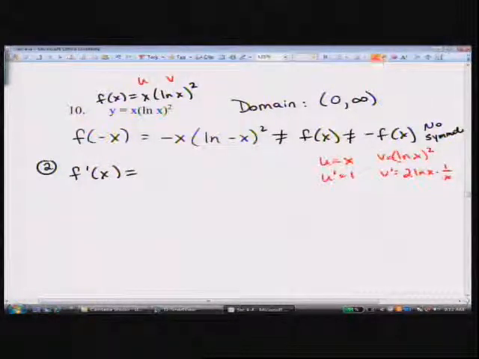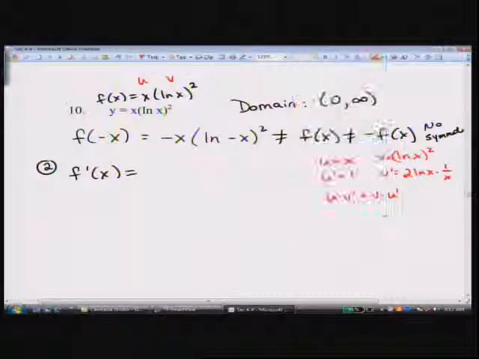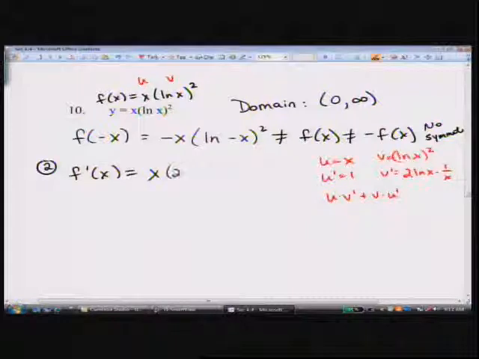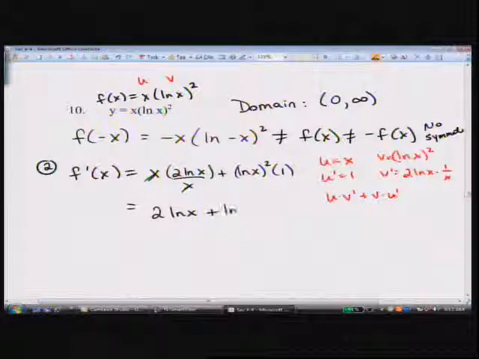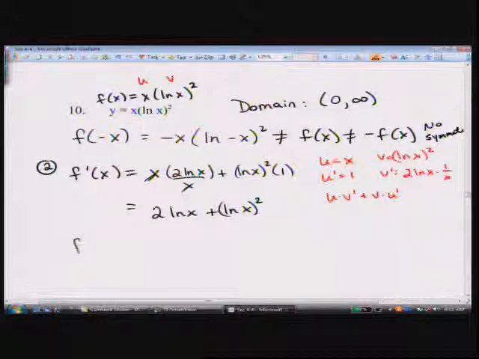Okay, and so then, how's it go? u times v prime plus v times u prime. So we have u, which is x, times v prime, which is 2 ln x over x, plus v, which is the ln of x squared, times u prime, which is 1. So for our derivative, the x's cancel here, and we get 2 ln x plus the ln of x quantity squared. That's my first derivative. And then my second derivative is actually easier to compute.